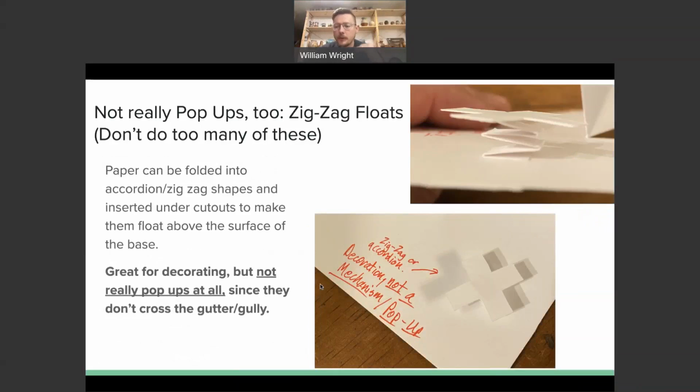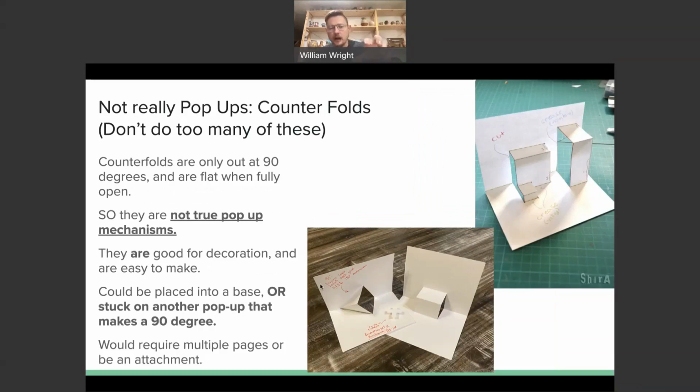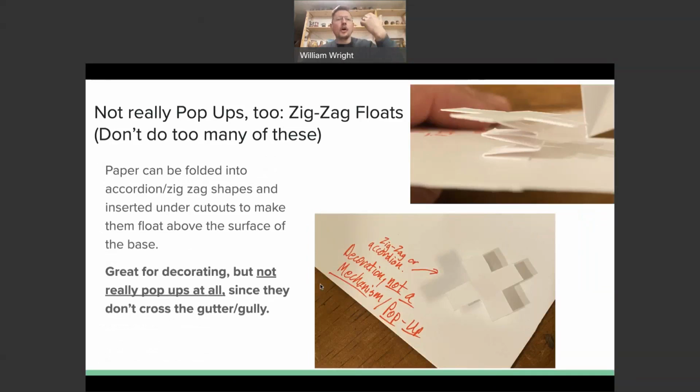Okay, another pop-up that's not really a pop-up, and this one even more so. This is not really at all a true pop-up. The counterfolds have a little bit of argument because they move when the page moves. But a zigzag float, which I don't know the true word for, that's what I call it, a float, using a zigzag or accordion fold, is great for decoration, but it doesn't move or do anything depending on how you move the page. So it's not really a mechanism.